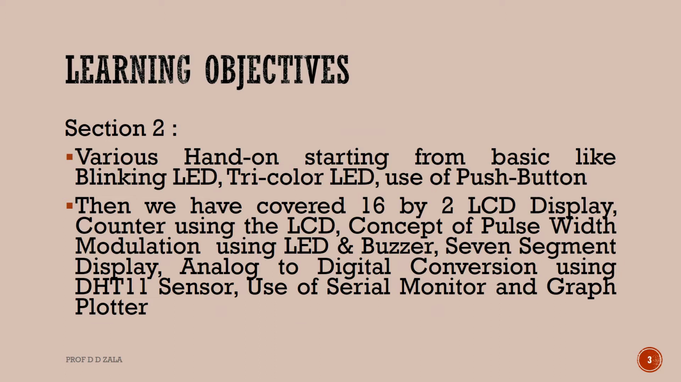In section 2, we will do various hands-on. We will start from the blinking LED, then tricolor LED, use of a push button. Then we have also covered a 16 by 2 LCD display, counter using the LCD, concept of pulse width modulation using the LED and buzzer, 7 segment display, analog to digital conversion using DHT11, humidity and temperature sensor, use of serial monitor and graph plotter.